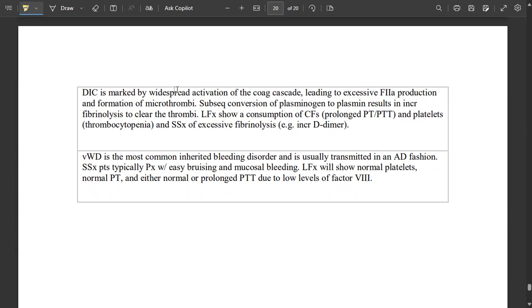Von Willebrand disease is the most common inherited bleeding disorder and is usually transmitted in an autosomal dominant fashion. Signs and symptoms: patients typically present with easy bruising and mucosal bleeding. Labs will show normal platelets because the number of platelets is not disturbed, and normal PT, as the extrinsic pathway is not disturbed, and either normal or prolonged PTT because of low levels of factor 8. Factor 8 is involved in the intrinsic pathway, so PTT can be increased.